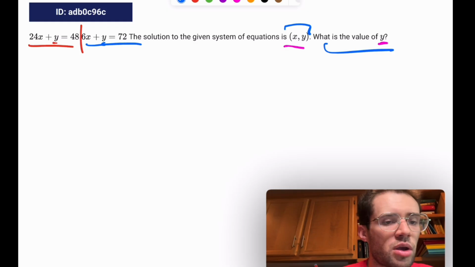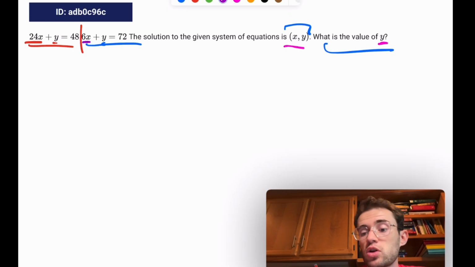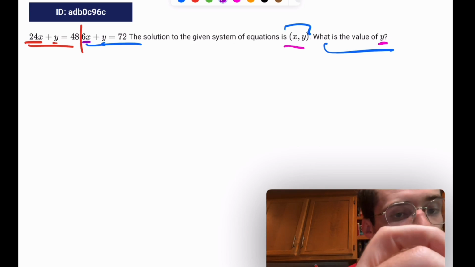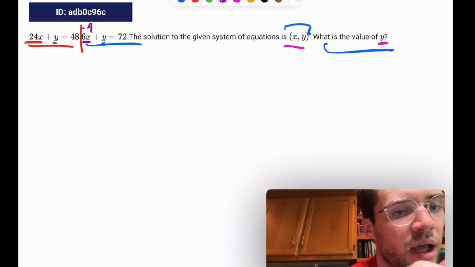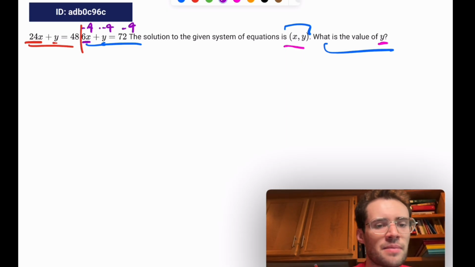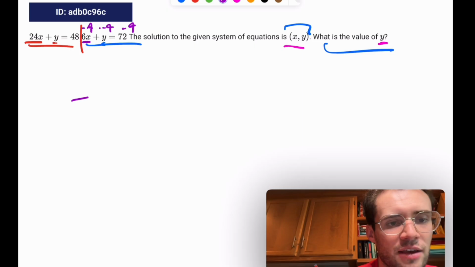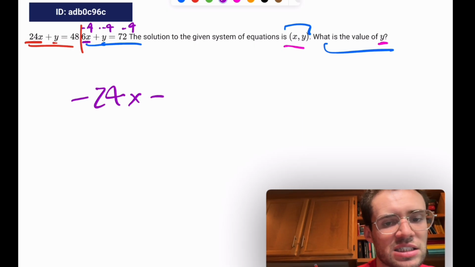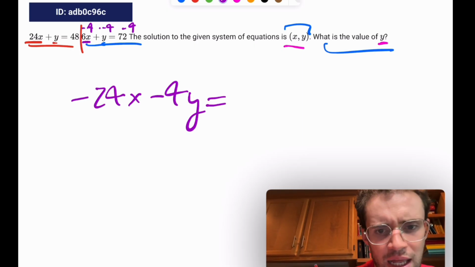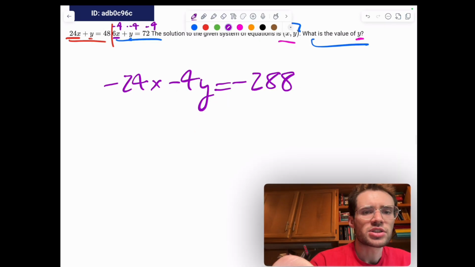All right, so here we have positive 24x in the first equation, and in the second equation we have positive 6x. So I'm going to multiply that second equation by negative 4. So instead of 6 times x, we'll have negative 24x, which will cancel out the 24x in the first equation. If I multiply this term by negative 4, I have to multiply every term by negative 4 on the left and the right side. I know my 4s look a little like 9s, but that will give us negative 24x minus 4y equals negative 288. All right, so that's your second equation.